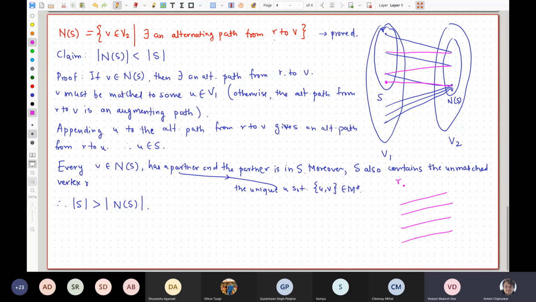Wait. So is this your graph? Is this your entire graph? Okay. So now suppose S, what is S now in this case? Only R. What is NS by the definition of NS? Empty set. Okay. I was thinking S is the entire set V1. Oh, okay. Got it.